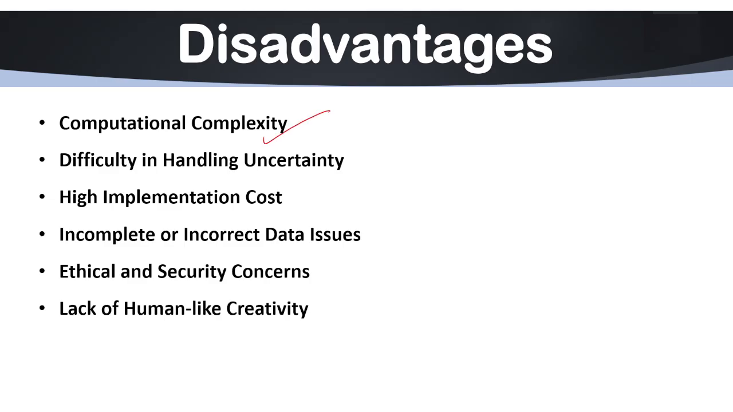So AI planning requires high computational power, especially for large problems with many variables. If we have a large real life problem and that problem contains so many variables, then definitely an AI planning system needs high computational power to solve those problems. For example, a robot planning a complex rescue mission in an unknown environment may require massive processing power.